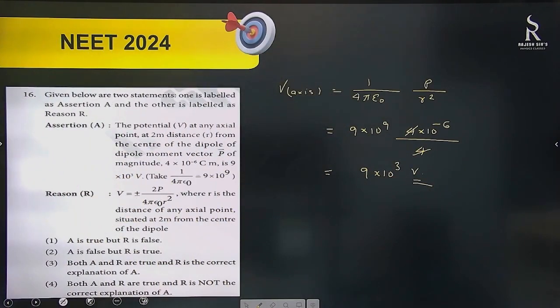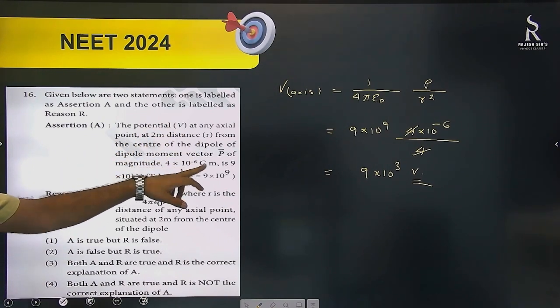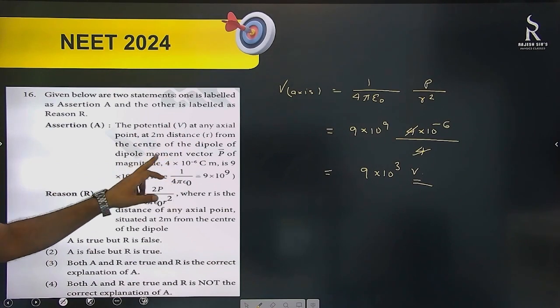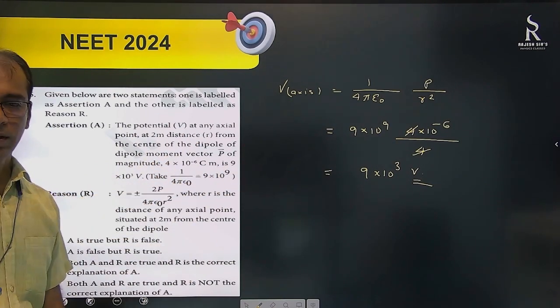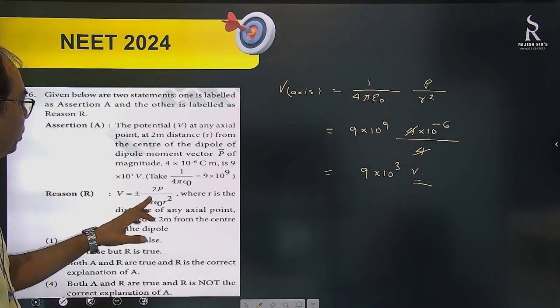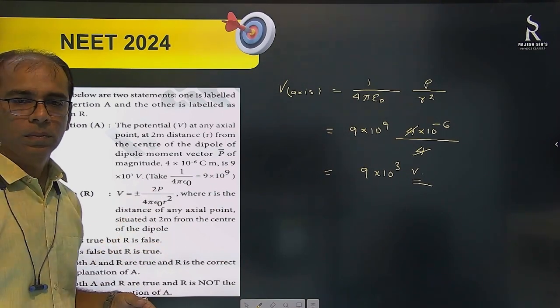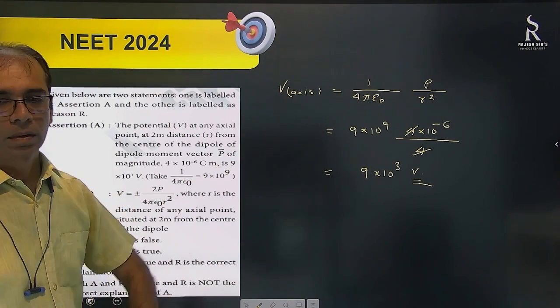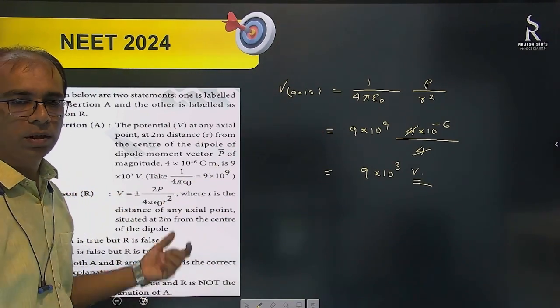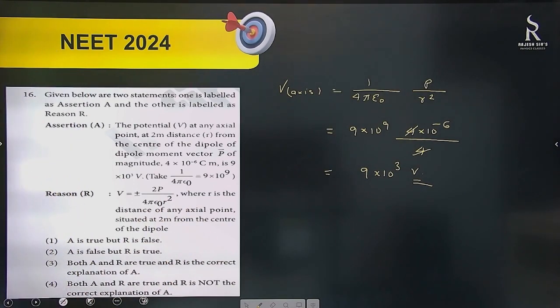What says here? The potential V at any axial point at 2 meter distance from the center of the dipole moment vector P of magnitude, this is 9 into 10 to the power 3. Absolutely fine. A option is correct. Reason: V is equal to plus minus 2p by 4 pi epsilon naught r square, where r is the distance of any axial point. No, that is not 2p. It is p by 4 pi epsilon naught r square, not 2p. So reason seems to be wrong. So what is the answer then? A is true but R is false.